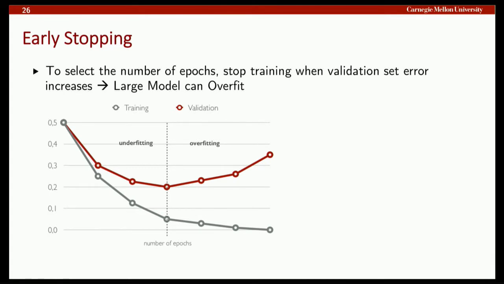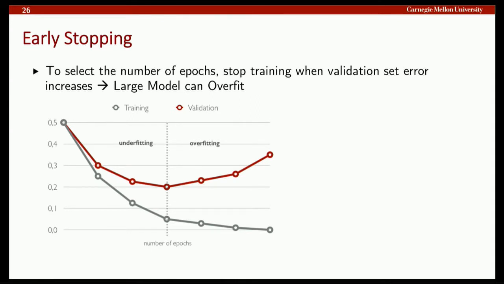error keeps going down as well. If you look at the gap between the training error and the validation error, this gap might increase, but at the same time, validation error still goes down. So maybe it still is a better model.